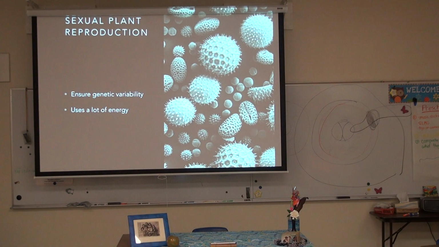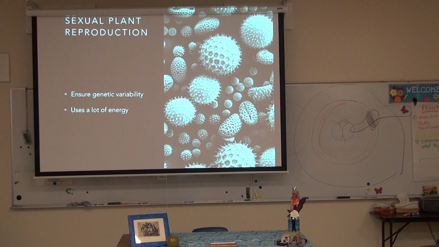So, sexual reproduction, what are those on the right? Those are spores. Ensure genetic variability. That's why plants go through sexual reproduction. Without genetic variability, you get some pretty stupid plants, right? Well, you have plants that are not adapted to changes in the environment. Okay, because that's the key to having genetic variability, is actually having a gene that is adapted to the environment.